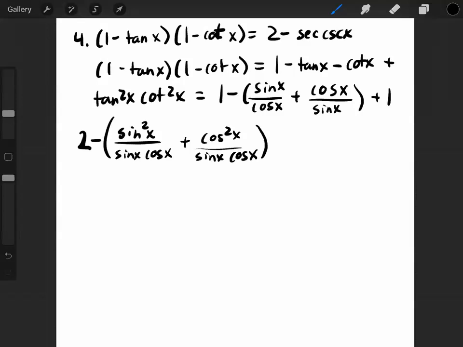And now this is really nice to see because we have a sine squared x plus a cosine squared x, and we can just simplify that into 1. And these bottom parts can also be rewritten into a simpler form. So when we have this down to 2 minus 1 over sine x cosine x, we can split it back up again and rewrite it into 2 minus secant cosecant x.